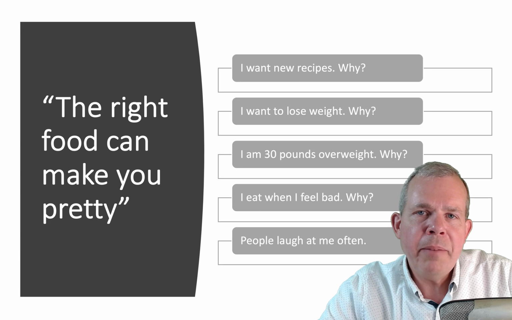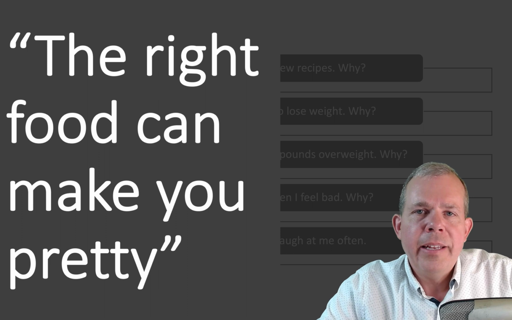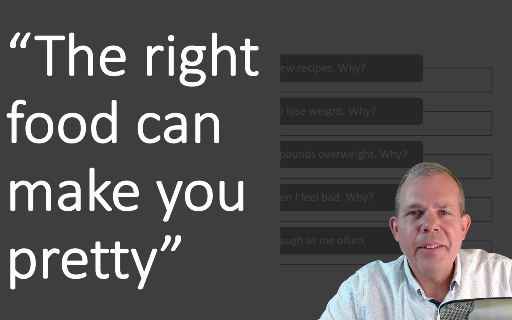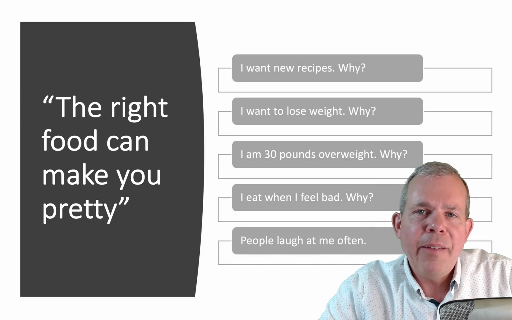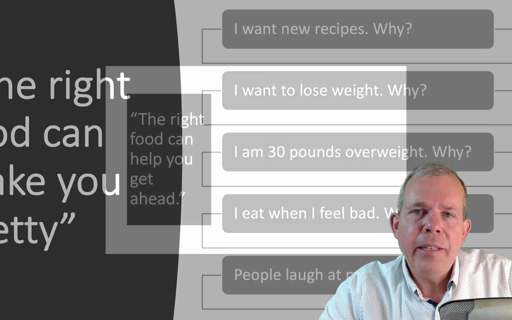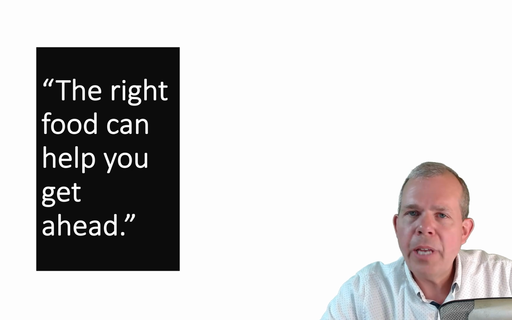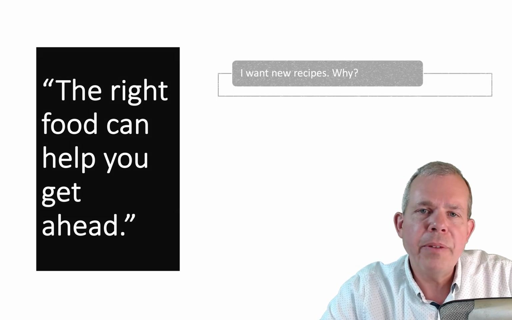So these are obviously getting into some sensitive areas too. And so if we can provide something to help a person overcome their deep emotional problems, then we've got a painkiller app. So the right food can make you pretty. I don't know, maybe that's a lame way to advertise it, but if we can make a product that will help people lose weight, not just to get thin, but to be liked, then you've got yourself a painkiller app. How about this one? The right food can help you get ahead. So same recipe app, but we've got a different motive going on now.